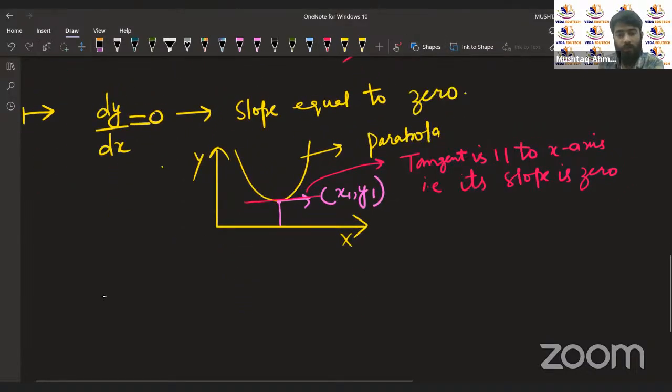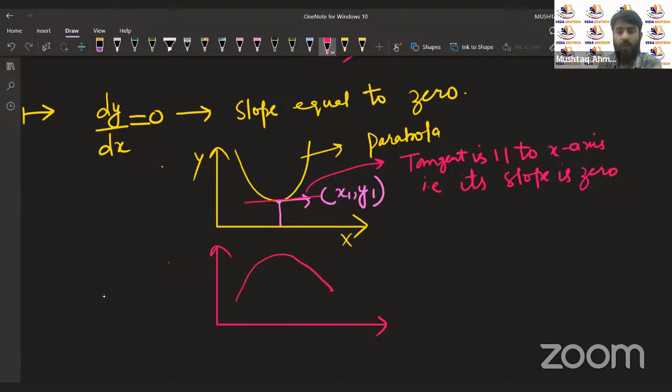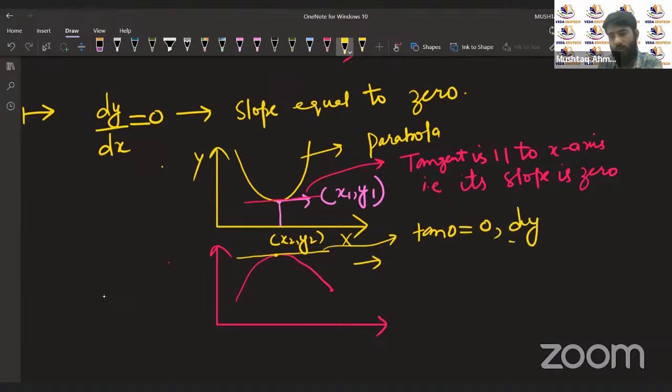Another possibility of slope being 0 is, suppose I just draw a parabola like this. This is the downward parabola and this is the upward parabola. And suppose the coordinate of this point is x2, y2. Now again, if I draw a tangent at this point, you can clearly see that it makes an angle of 0 with the x-axis. So tan of 0 will be once again 0. So the slope of this tangent is once again 0 at this point.